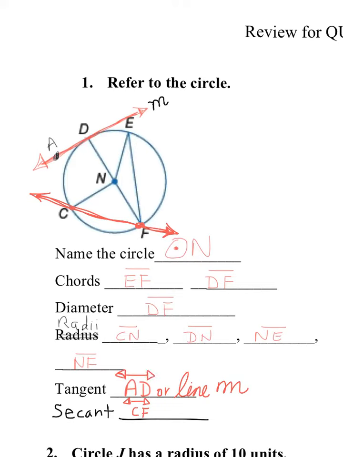Now, if I have an italic letter for the line CF, like for example L or N or whichever, then you can say line L. Sorry about that. So secant, it could be line CF with two capital letters, or if there's an italic letter, then it would be line L.